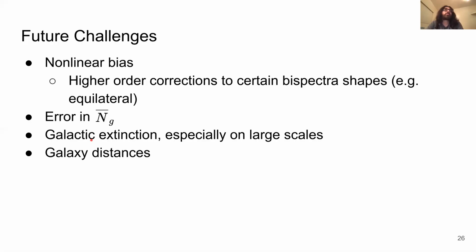So other problems can include uncertainties in the average number of galaxies. And that's important because that is what gives us our deltas that the bispectra will eventually depend on. Another problem is galactic extinction, particularly on these very large scales. And in particular, it's very important for stuff like primordial non-Gaussianity measurements. And finally, the distances to galaxies are really important to figure out because the bispectrum can depend very sensitively on them.